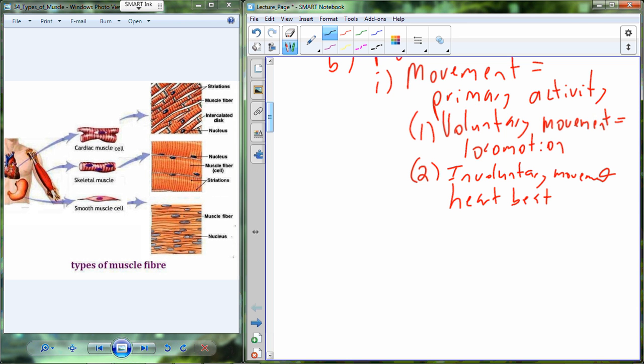So movement is a big, important activity for muscle, but muscle is also going to be involved in a couple other places. Temperature control.